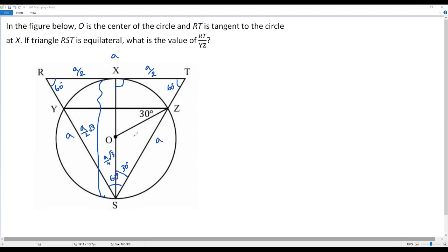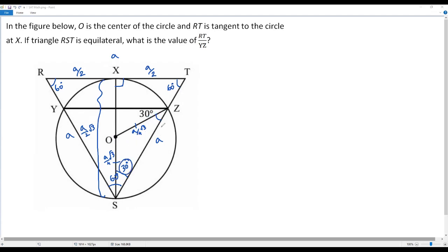And let's consider the triangle OSZ over here. In this triangle, the length of OS and the length of OZ are equal because both of them are radii of the circle. Since the length of OS, that is the radius of the circle, is A times square root of 3 over 4, the length of this OZ is also the same, that is A over 4 times square root of 3. And OSZ is an isosceles triangle because two sides are equal in length. In an isosceles triangle, the interior angles opposite the sides of equal length must be equal in measure. So this interior angle and this interior angle, both of them are opposite the sides of equal length. So they must be equal in measure.